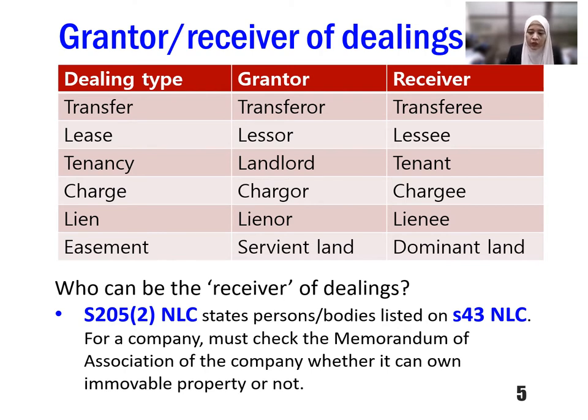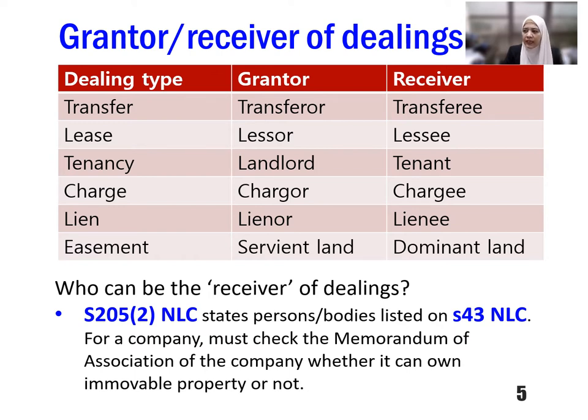Yeah, go back to our lecture last week. So for a company, you must check the memorandum of association to see whether it can own immovable property or not. The MOA is normally the birth certificate. It indicates what can be done and what cannot be done by the company or by the association.